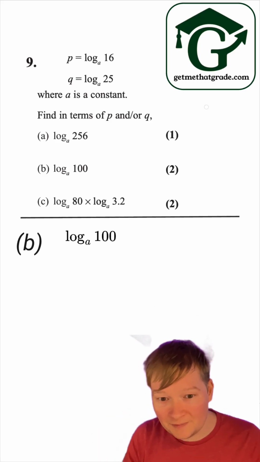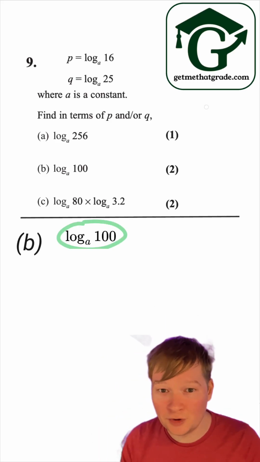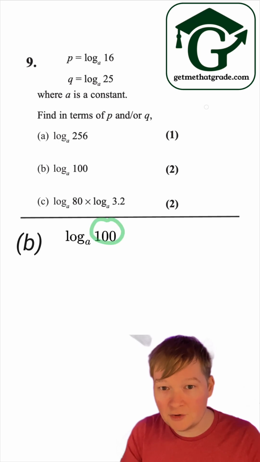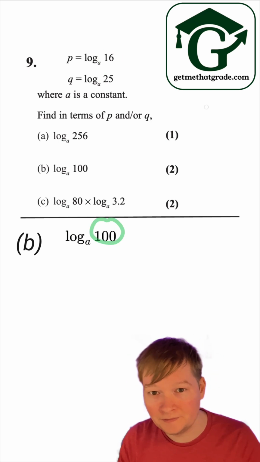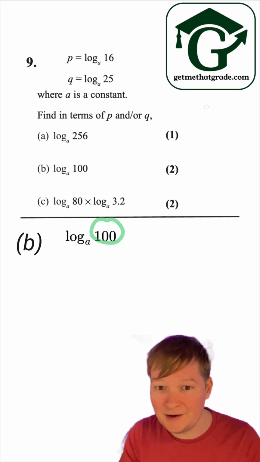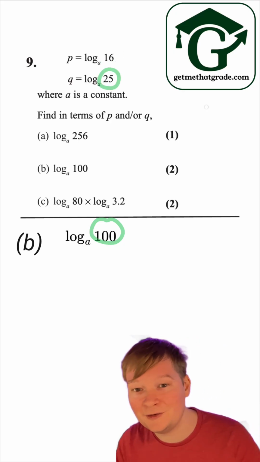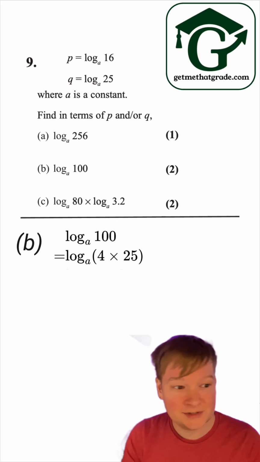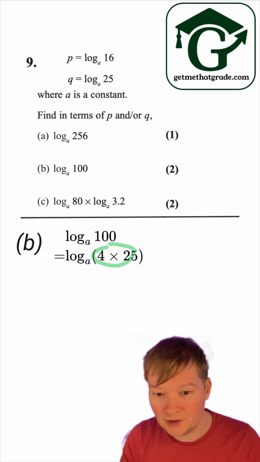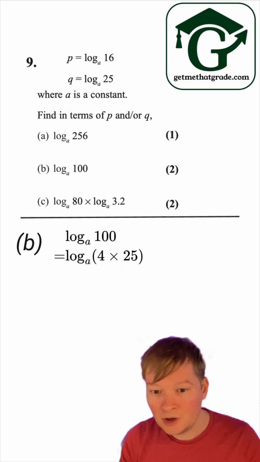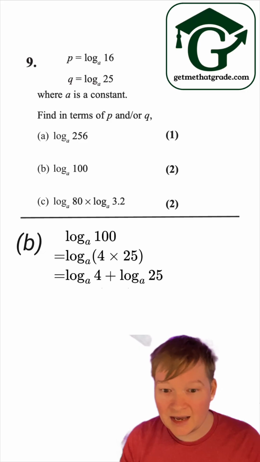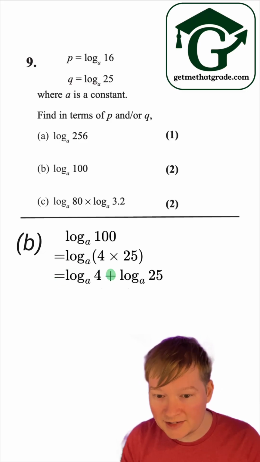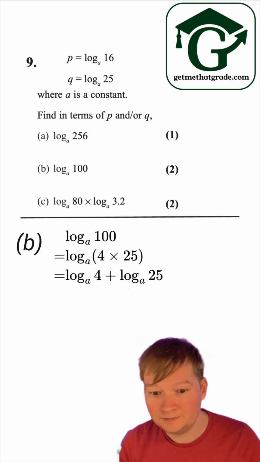What about part B? We've got log to the base A of 100. Can we find a link between 100 and either 16 or 25 through powers or multiplication? I can't think of a link to 16, but I can think of a link to 25. 100 is 4 times 25. What can I do with this now? Well, you should know a law of logs that allows you to split this log up using addition. We say it's log of 4 plus log of 25.